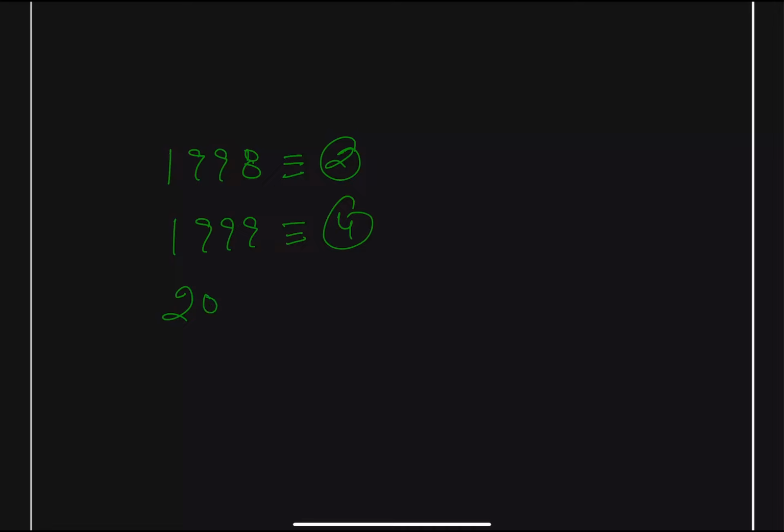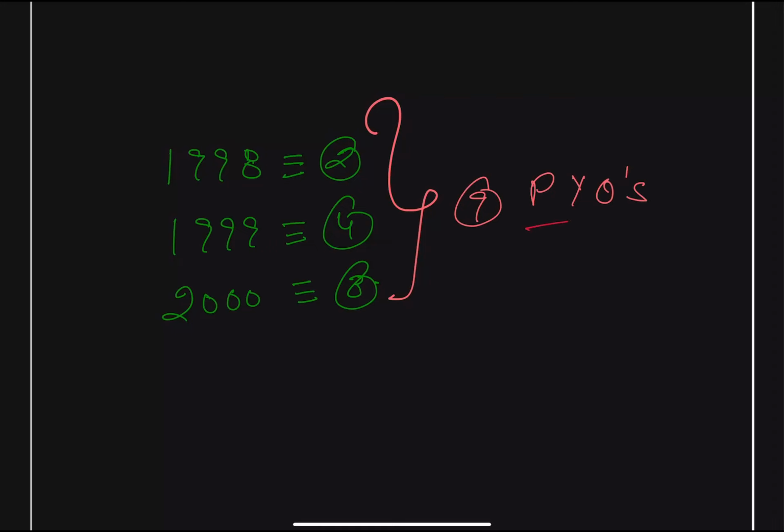Hello friends, so today we are going to solve some questions, and the questions are from the year 1998, and the total questions from 1998 are 2. 1999 we are having 4 questions, and from the year 2000 we are having 3 questions. So in totality there are 9 questions. Okay.